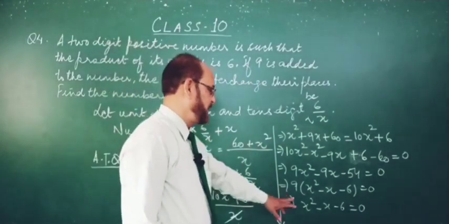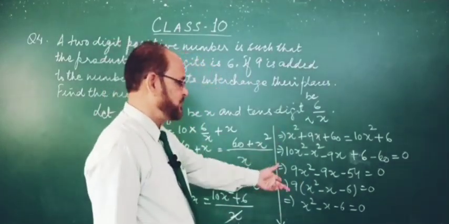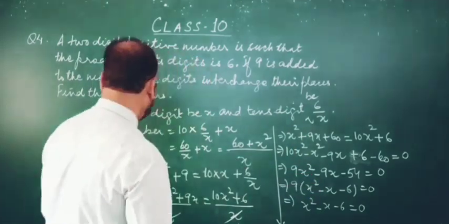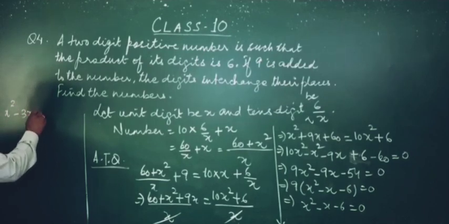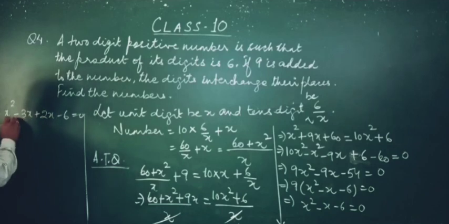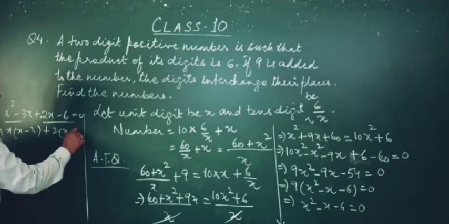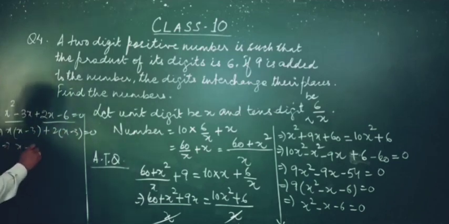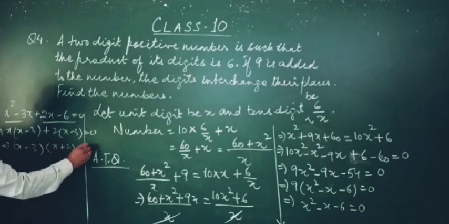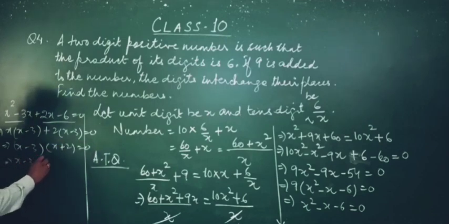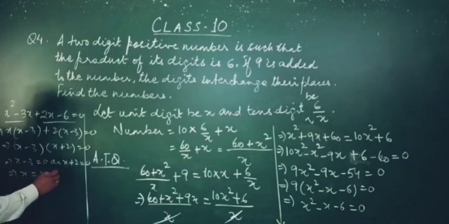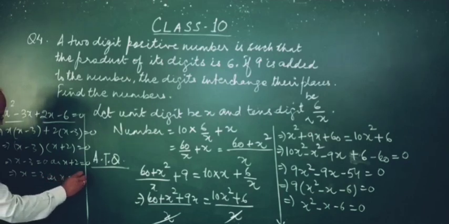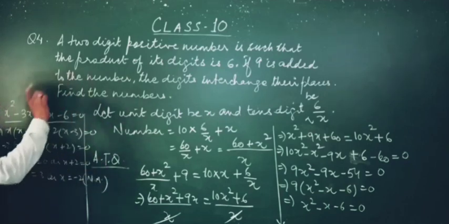This is your quadratic equation, x square minus x minus 6. Now you will find two such factors of 6 whose difference is 1. So that is 3 and 2. Now this will be x square minus 3x plus 2x minus 6 equals 0. Factorize it, make pairs. It will be x minus 3 and plus 2, common x minus 3. Then x minus 3 is common in both. It will be x plus 2 equals 0. So x minus 3 equals 0 or x plus 2 equals 0. Then x equals 3 or x equals negative 2, which is not applicable. Why? Because it is a positive number.